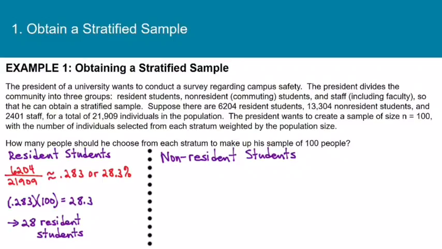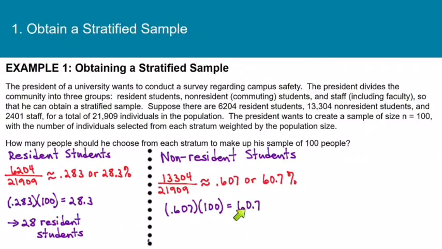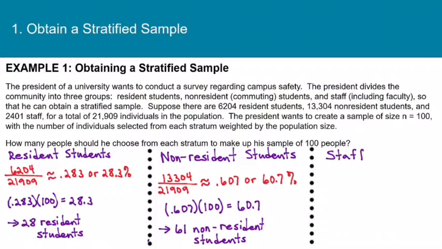The proportion of non-resident students is 13,304 over 21,909, so that proportion is 0.607, which would come to 60.7%. And so let's take our 0.607 and multiply by our sample size, which is 100, and we have 60.7 people, which rounds to 61 non-resident students.